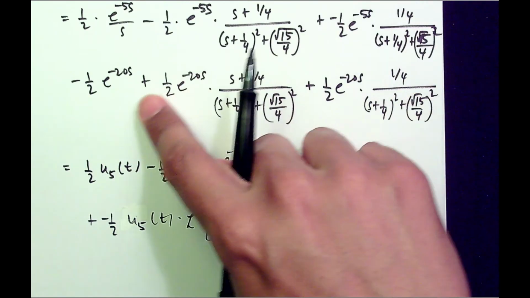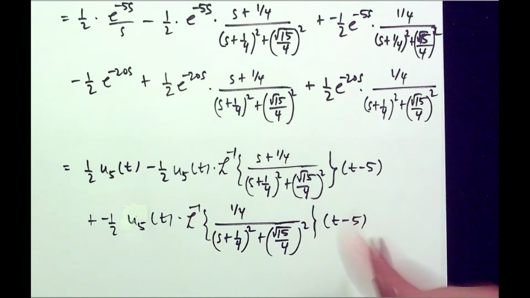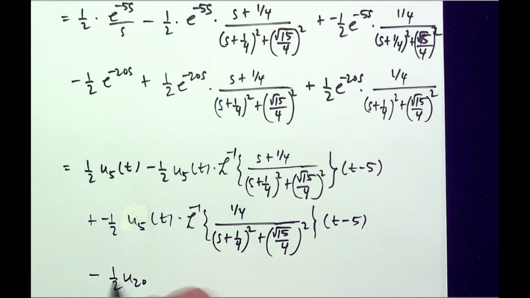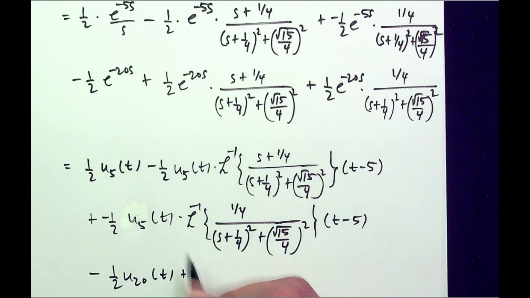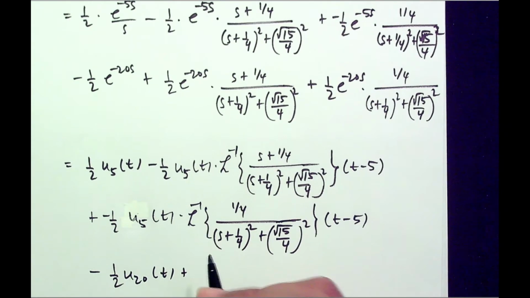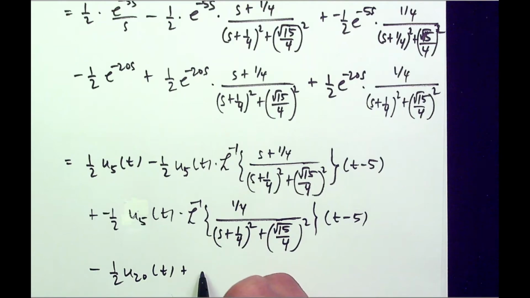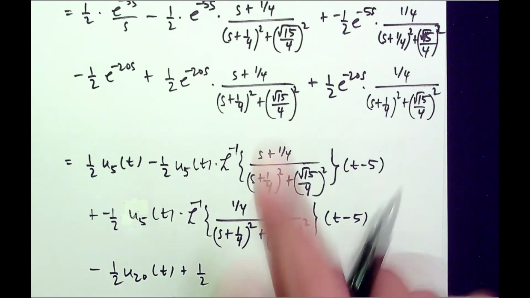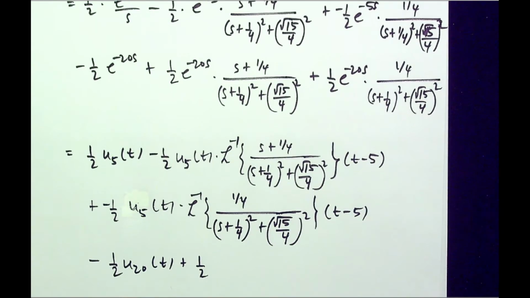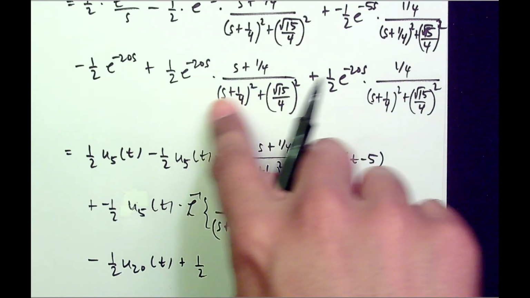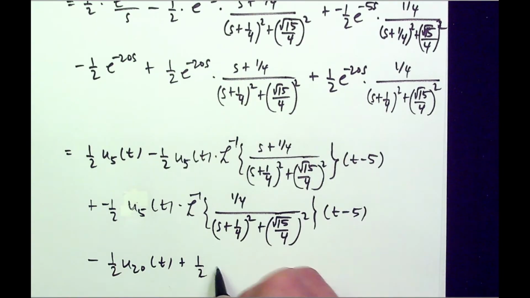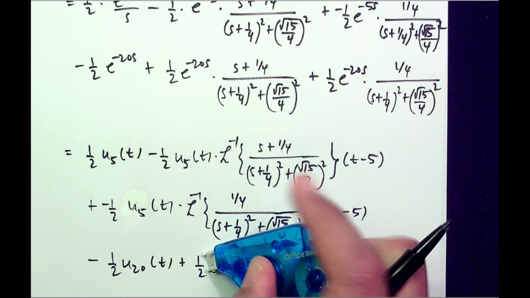Now you have to invert that one. That one is just minus 1 half u20. Now these two are basically those two again. So you see this is very time consuming. So plus 1 half. I think this homework only has very few problems. That's why. Plus 1 half, inverting that is u sub 20.